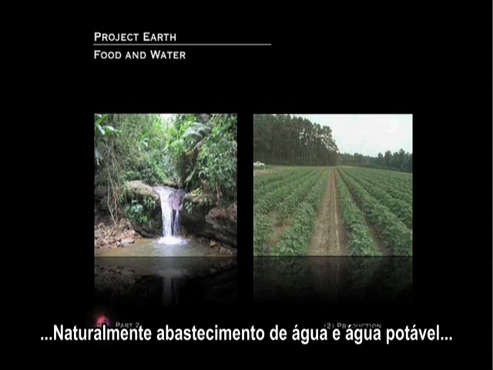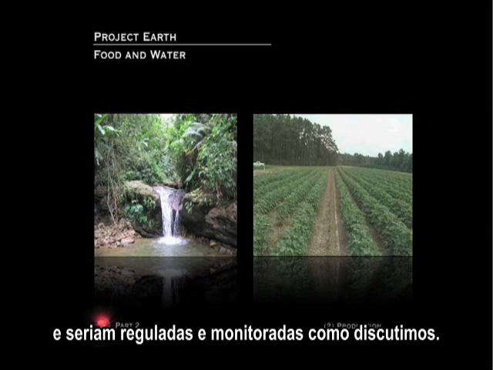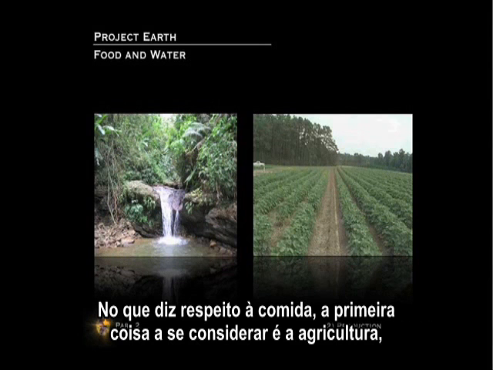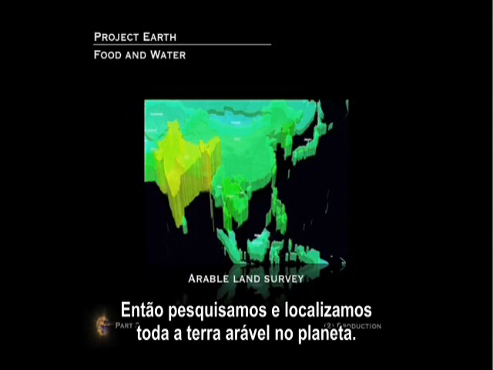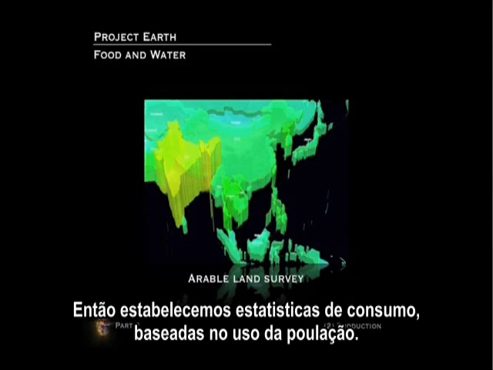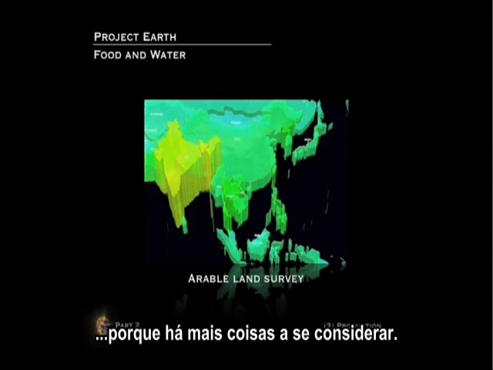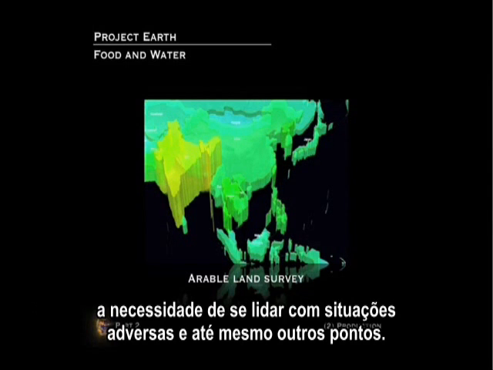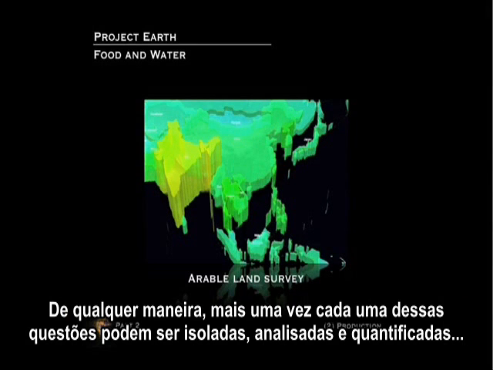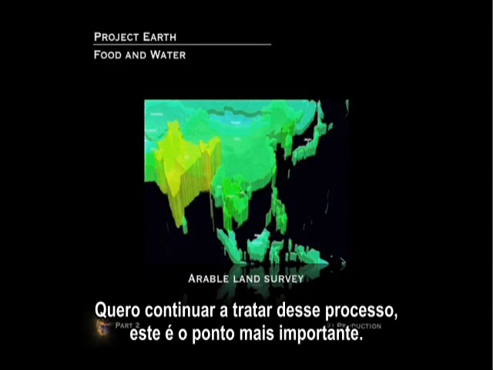Food and water. Naturally consumable water supplies, or fresh water, would be sourced as part of our initial global survey and regulated and monitored as we discussed. When it comes to food, the first to consider is agriculture and then hence arable land. So we survey and locate all available arable land on the planet. Then we establish consumption statistics based on the population's usage. Now, obviously, analysis would become much more complex than what I'm denoting here because there are many things to consider, such as the growth propensity for certain crops, the methods used for cultivation, the need to counter negative retroactions, and many other fine points. However, once again, each one of these issues can be isolated, recognized, and quantified to one degree or another systematically. I want to continue to address the process. That's the most important point.